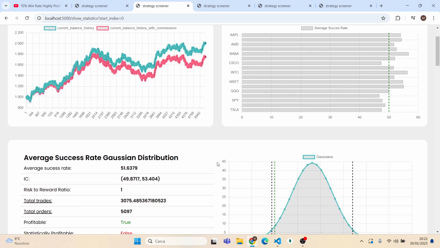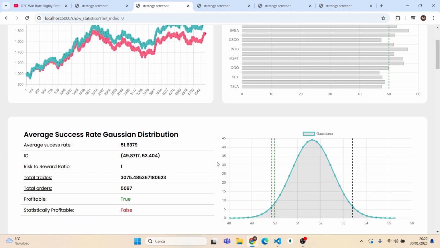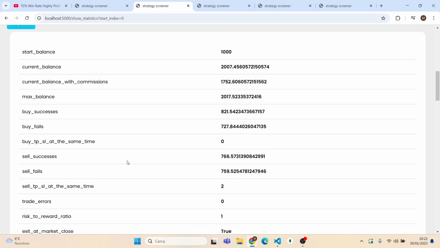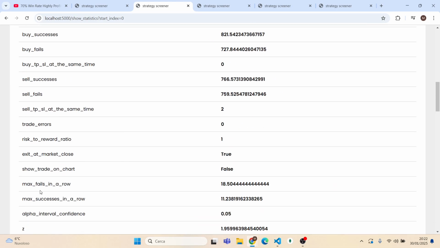And as you can see, it performs already good. We can see 51.63 as our success rate, and it was profitable, and it was almost statistically profitable, as you can see. We can see also other information about these strategies. So we can see the max fails in a row. The max fails in a row were 18. So you can expect to lose 18% of your account in a row, but you can also expect to gain 15% of your account in a row.